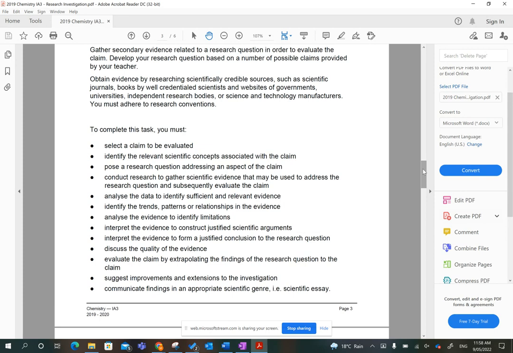And the reason we do that is because the claim is quite broad. And if you try and write to the claim, there's no way you could do it in 2,000 words. So you have to refine your research question down to something that is reasonable to answer in the 2,000 words.